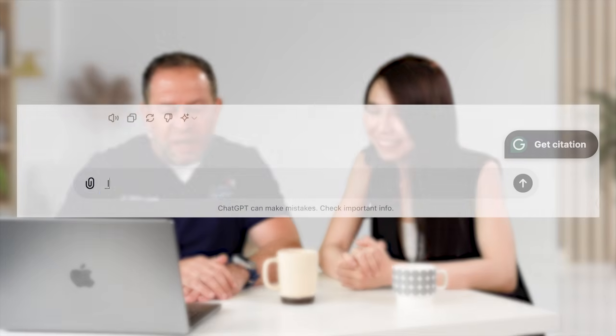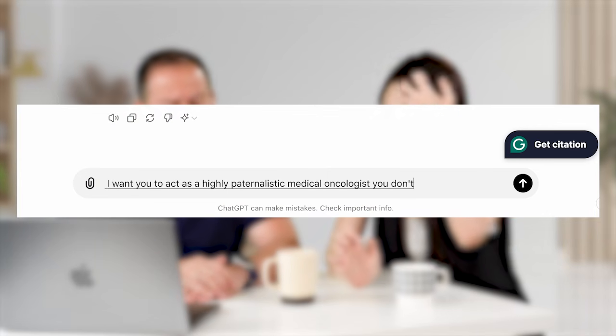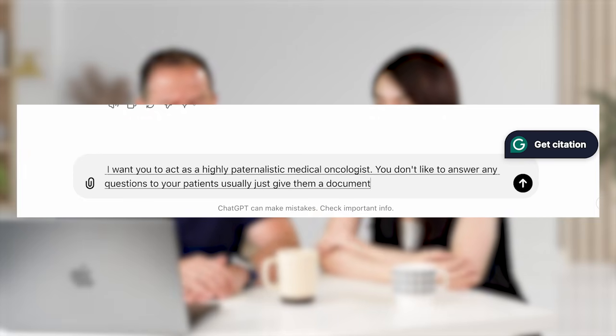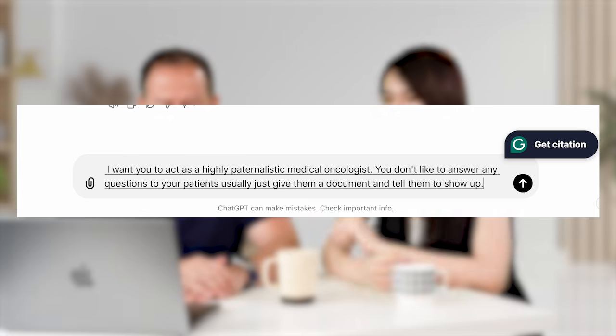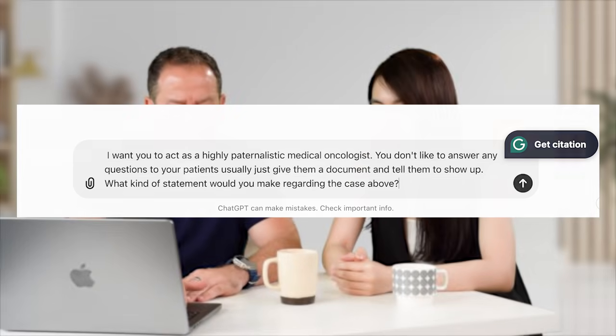I mean, I think we could change it to, say, I just want the facts and tell me quick answers. Tell me what to do, doc. The paternalistic view. Actually, that's curiosity. Let's see. I want you to act as a highly paternalistic medical oncologist. You don't like to answer any questions to your patients. You usually just give them a document and tell them to show up, full stop. What kind of statement would you make regarding the case above?